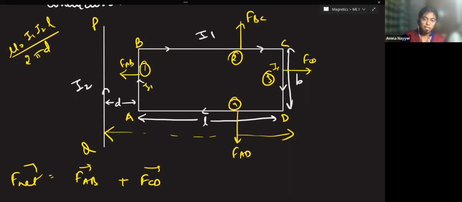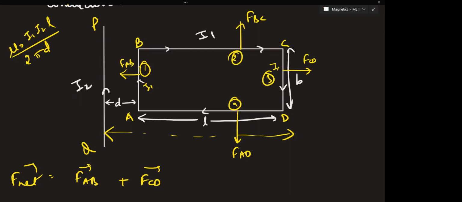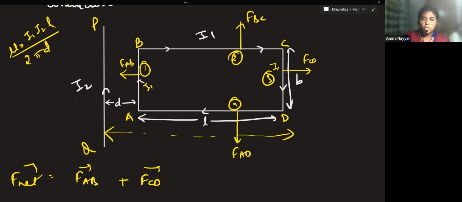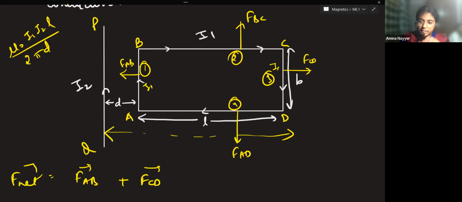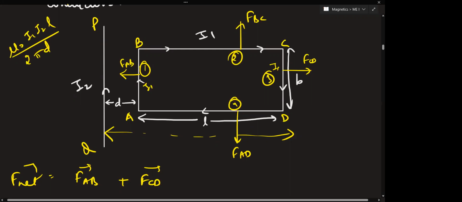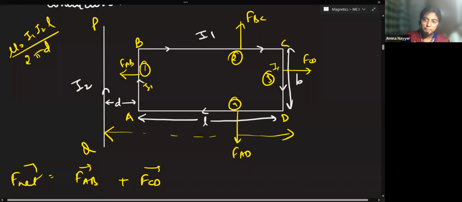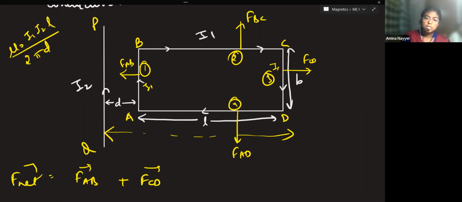So total will be... No, forget the force. Just look at the length. This is small d, and till here this is L. So what complete distance will this be? Don't look at these A, D, and all these. Just look at this part. In the denominator, we put small d. We write small d as the separation between the two conductors.